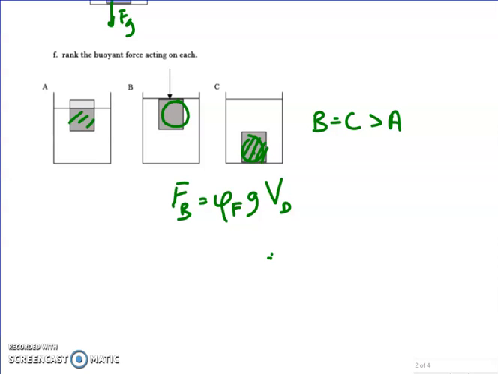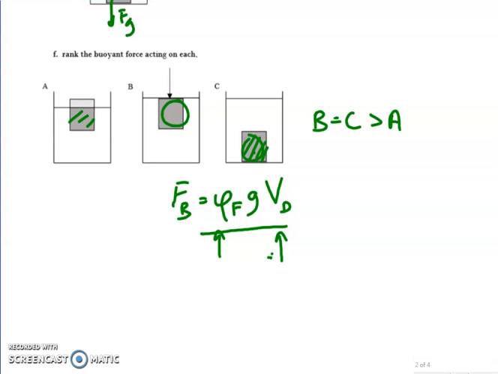So even though we have different density objects and different amounts submerged, you have to look at it from Archimedes' principle and make sure you're focusing on the fluid density, not the object density, and the volume that is displaced. All right, let's continue on.